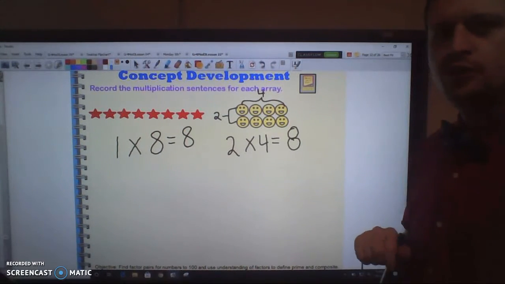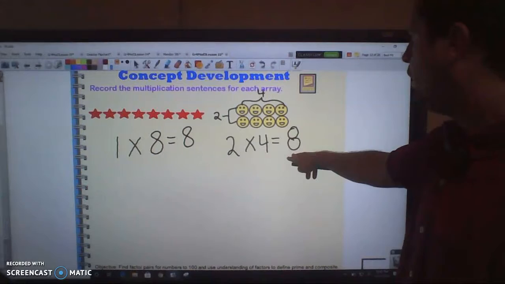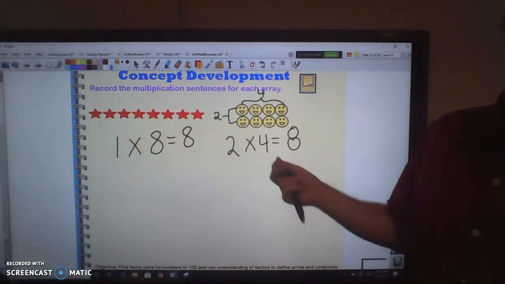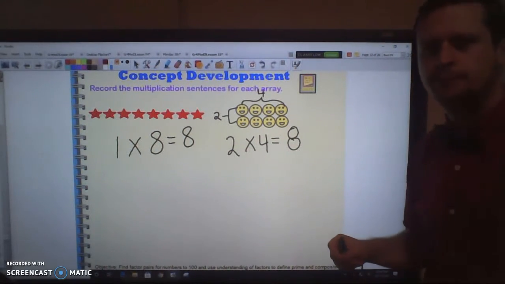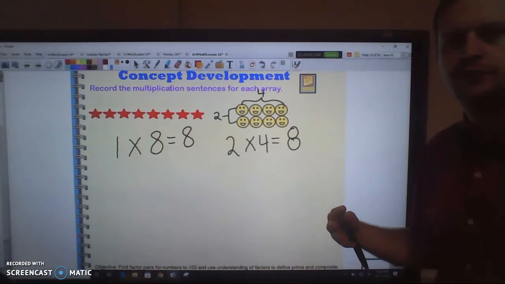Okay? So 2 different arrays, 2 different models. Our product is still the same in both of them. We got 8. So this is where one of our first words is going to come in. And that word is factors. We just listed the factors for 8.